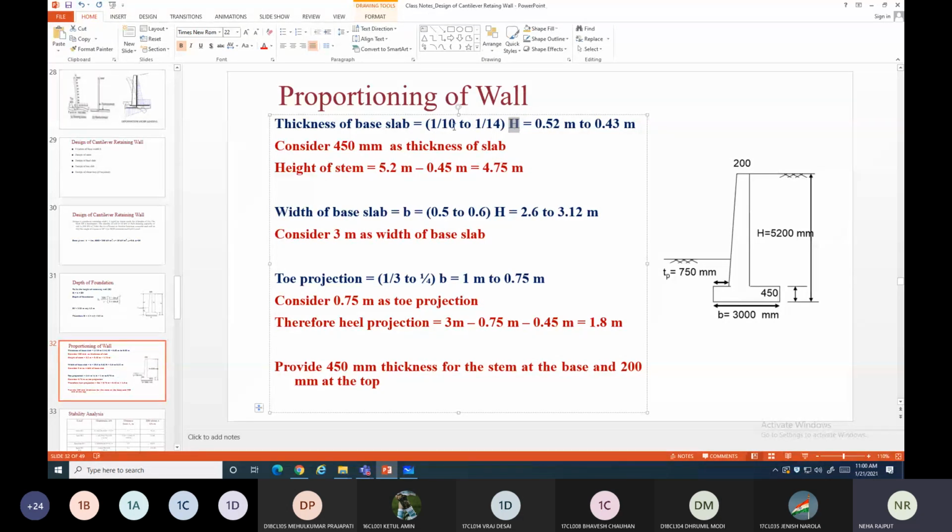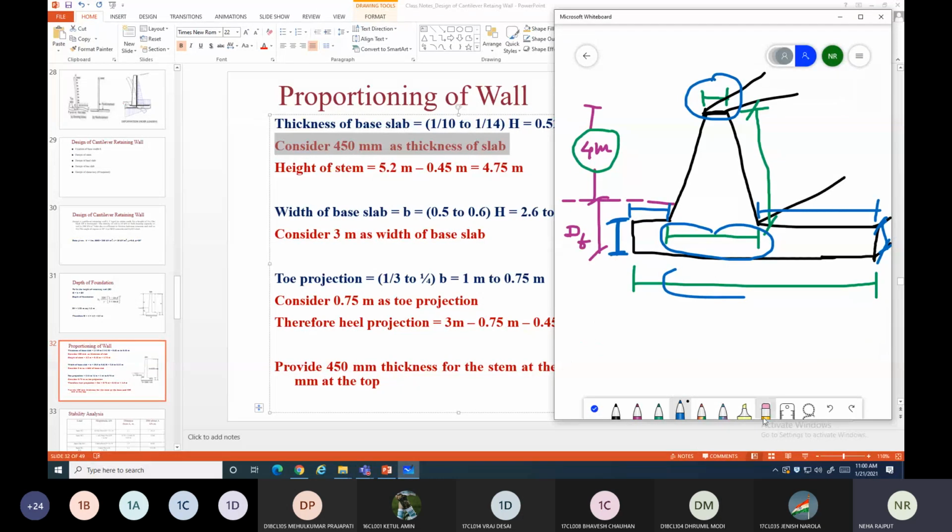So 1/10 to 1/14 of capital H, our capital H is 5.2. So 1/10 of 5.2 is 0.52, and 1/14 of 5.2 is 0.43. Means you can assume any thickness of base slab from this range, 0.52 to 0.43 meter. In between you can assume the value of thickness of base slab. So here I am assuming 450 mm, that is 0.45 meter, as thickness of slab.